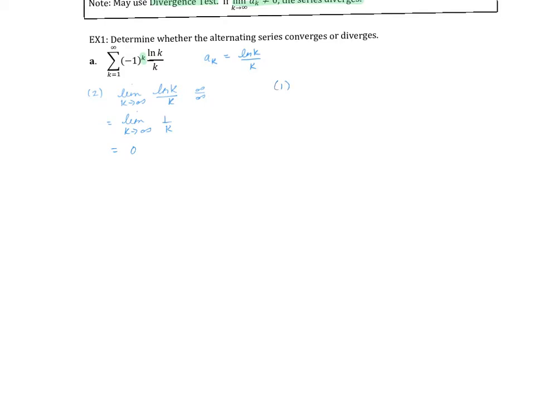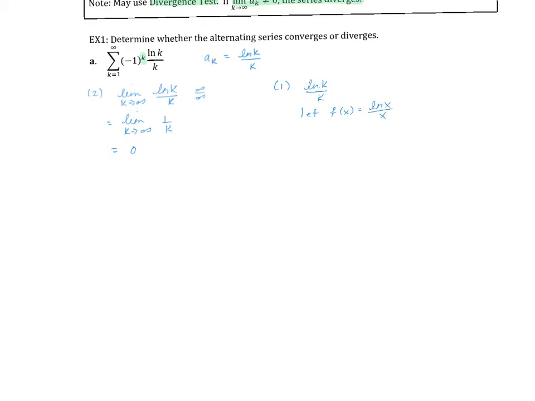Is it non-increasing? That's not clear. I'm looking at natural log of k over k. Remember, we're ignoring the -1 because we just care about the magnitude. And my k value starts at 1. If I put in 1 for k, I have 0 over 1, so it's 0. If I put in 2, I have natural log of 2 over 2. I don't know what that is. So oftentimes, what we'll do is we'll go back to calculus. I'm going to define this function, natural log of x over x.